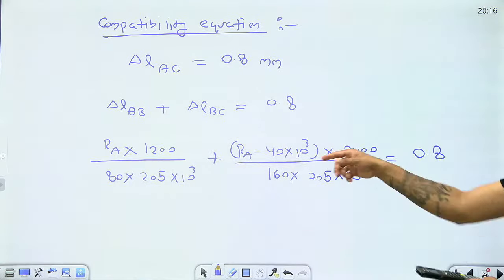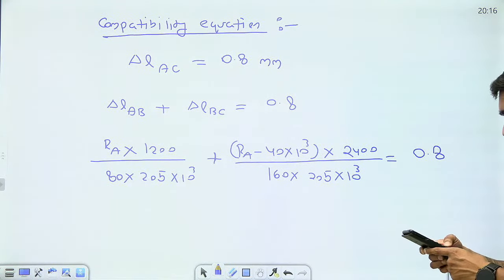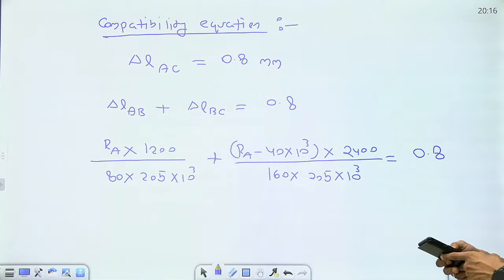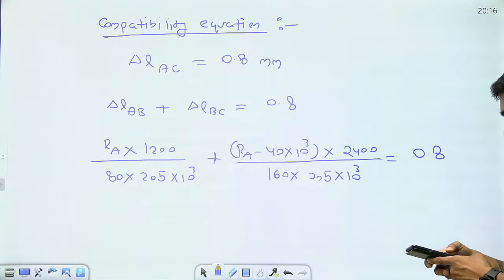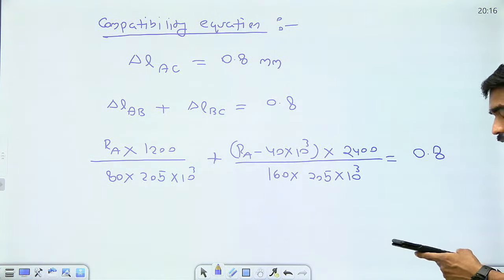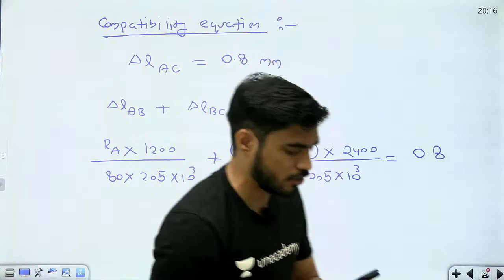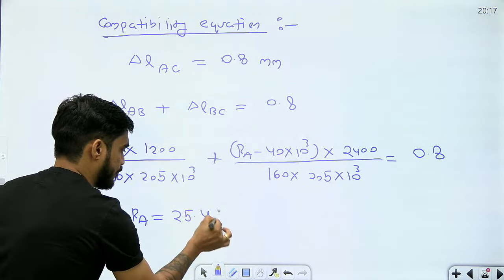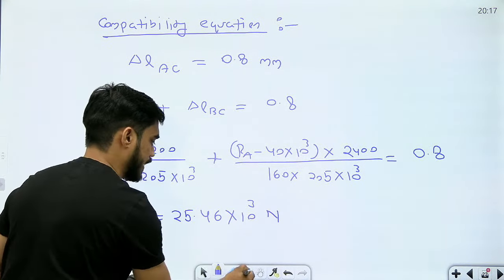Now just solve this equation and you are going to get RA. So RA into 1200 divided by 80 into 205 into 10 to the power 3, plus RA minus 40 into 10 to the power 3 multiplied by 2400 divided by 160 into 205 into 10 to the power 3, equal to 0.8. If you solve this equation, you are going to get RA equal to 25.46 into 10 to the power 3 Newton.